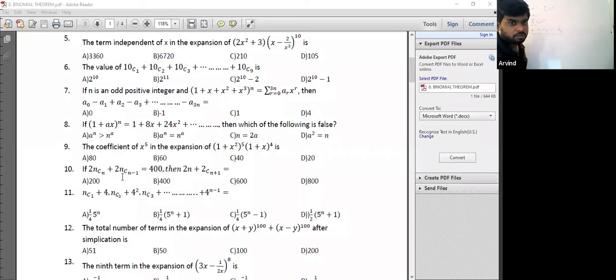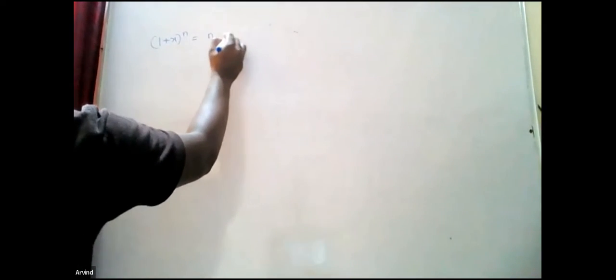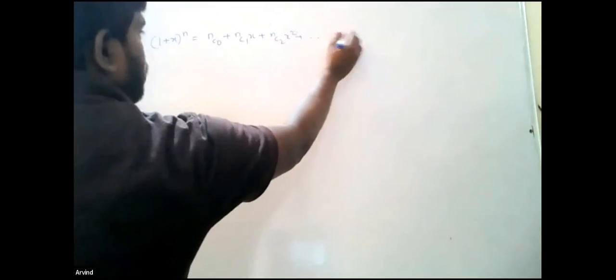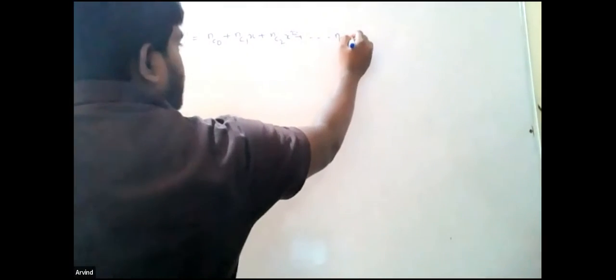Okay, let's go to the 8th one. (1 + ax)^n = 1 + 8x + 24x^2 + and so on. Then which of the following is false? So you have to find the value of a and n by comparing the coefficients. The expansion of (1 + x)^n is nC0 + nC1 x + nC2 x^2 + and so on up to nCn x^n.